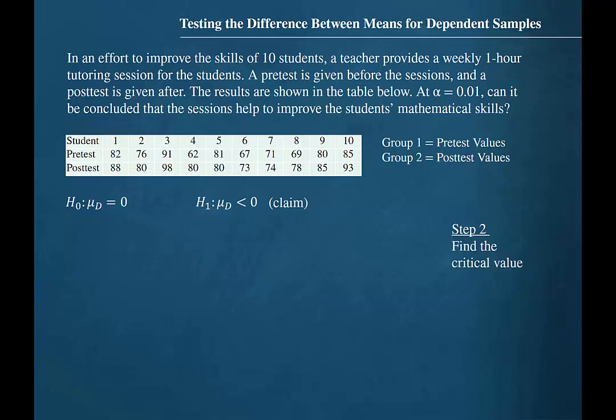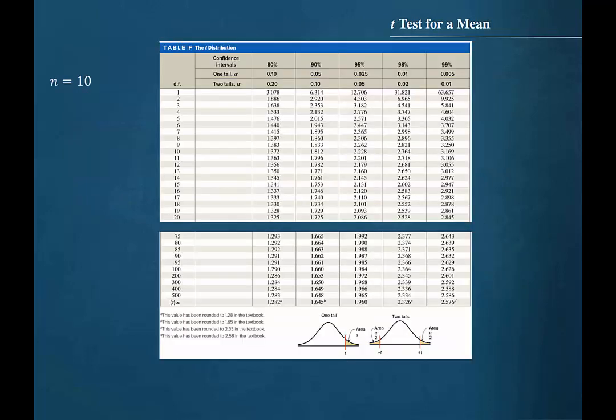Step 2 is to find the critical value. The sample consists of 10 matched pairs. The number of degrees of freedom will be the number of matched pairs minus 1. So we will have 10 minus 1, or 9 degrees of freedom.